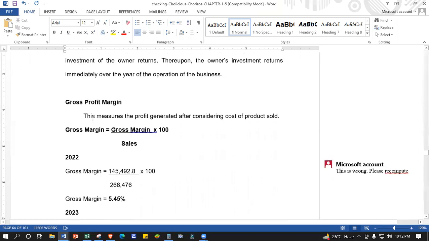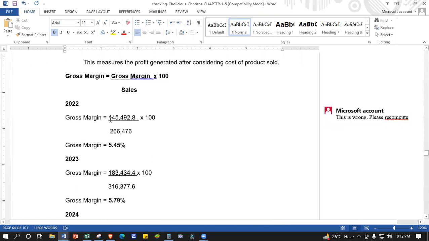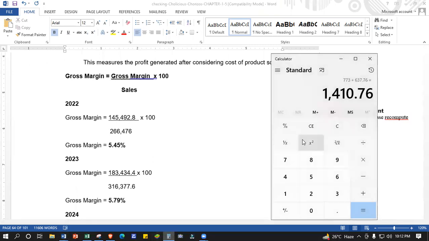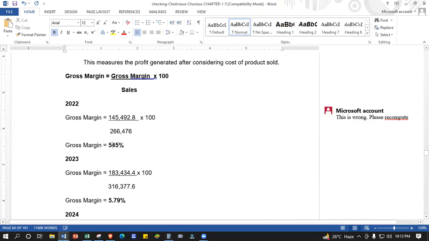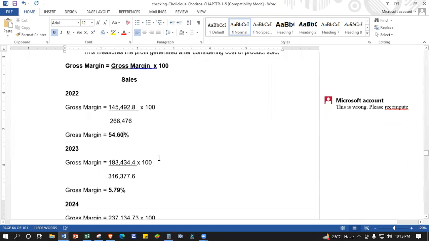Okay? So, gross profit margin. This is the formula, gross margin divided by sales. Okay, so the gross margin is this one divided by the sales. So, 145,492.8 divided by 266,476 times 100. Therefore, the gross margin is 54.60. I just rounded it up.